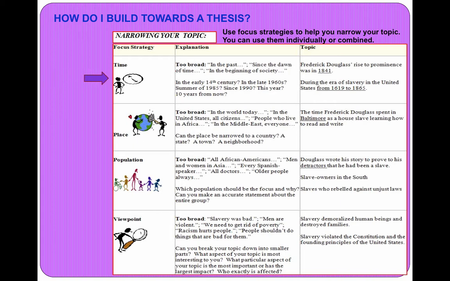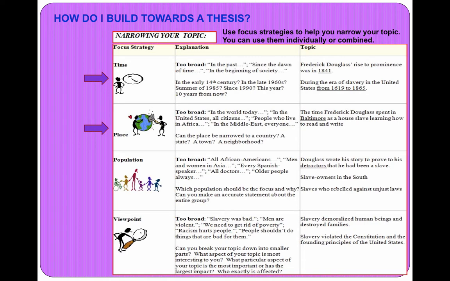Time. Too broad? In the past, since the dawn of time, in the beginning of society. So when was it? In the early 14th century? In the late 1960s? Summer of 1985? Since 1990? This year? 10 years from now? Some examples. Frederick Douglass's rise to prominence was in 1841. During the era of slavery in the United States from 1619 to 1865.